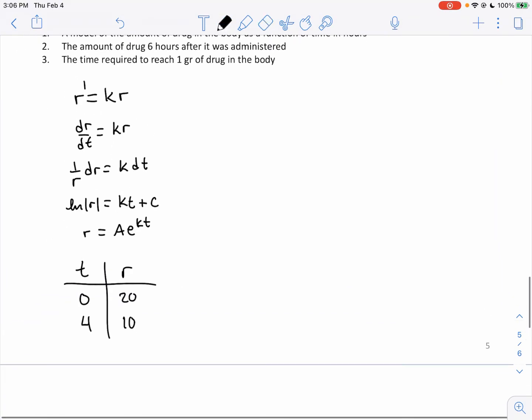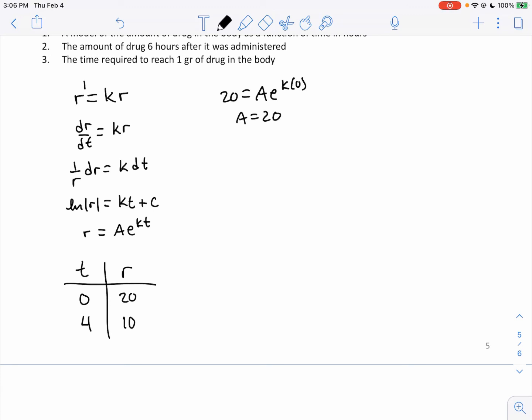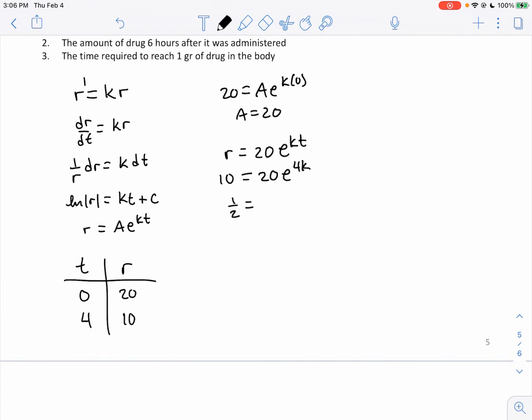Okay, so now let's go ahead and plug in the point (0, 20) into our formula. So 20 for R. At the same time, I plug in 0 for t. So e to the 0 is just 1. So A is 20. So once again, we see that A is the initial amount. So we have R is equal to 20 e to the kt. And now I want to figure out what the k is by plugging in the half-life information. So 10 goes in for R at the same time that 4 goes in for t. So we get e to the 4k. And we divide by 20. And notice we get this 1/2. That's not surprising. 1/2 is equal to e to the 4k.